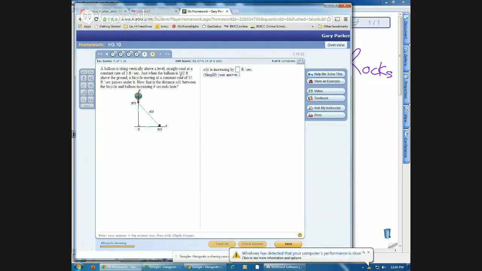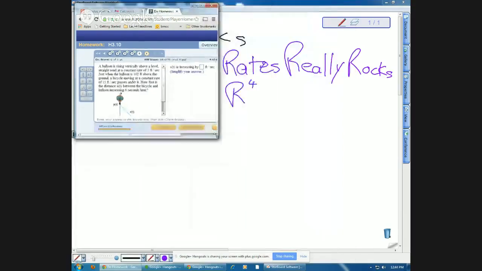Just when the balloon is 120 feet above the ground, a bicyclist moving at a constant rate of 15 feet per second passes under it. How fast is the distance between the bicycle and the balloon increasing 6 seconds later? So they gave us a snapshot in time, and they're saying use that snapshot in time to predict what happens in the future. So we have to write down how everything's related here.